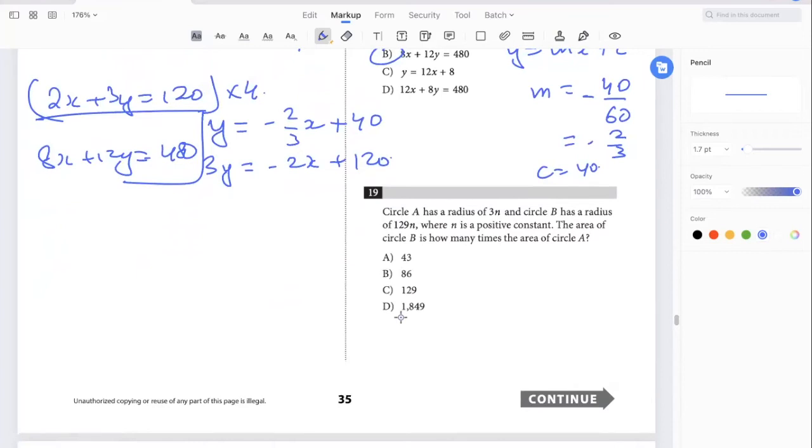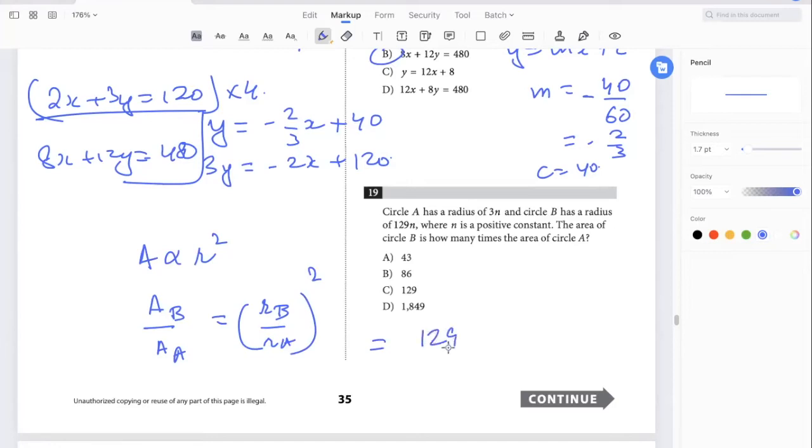Circle A has a radius of 3n and circle B has a radius of 129n, where n is a positive constant. The area of circle B is how many times the area of circle A? So area is proportional to R squared. So area of B divided by area of A will be radius of B divided by radius of A, the whole squared, which is 129 by 3, the whole squared. So 3 into 43, 3 into 3, the whole squared. And 43 squared would have to be D, 1849.